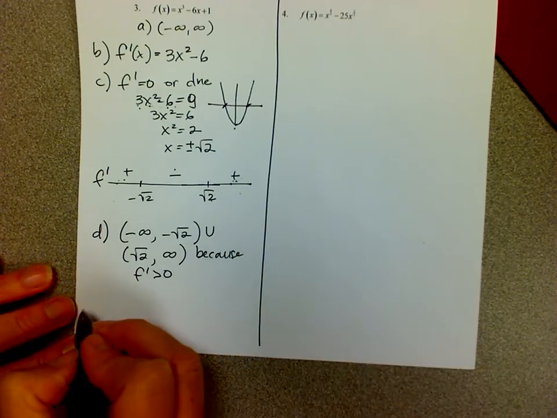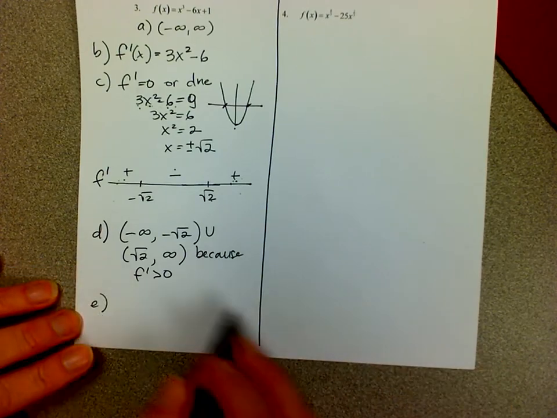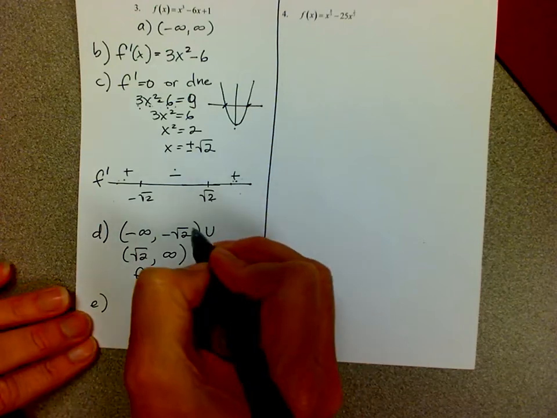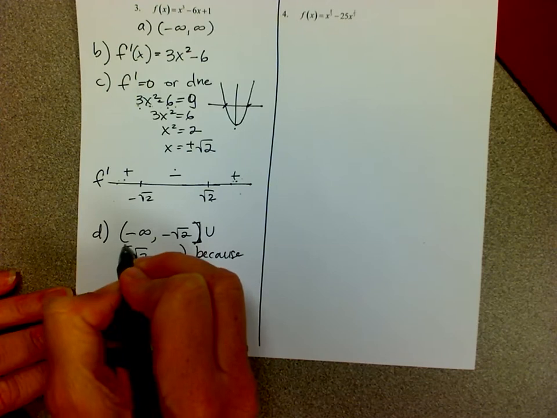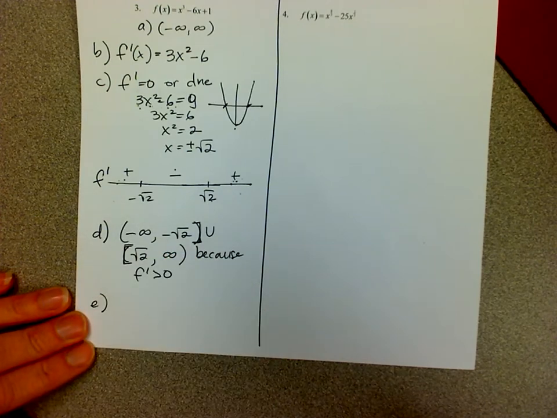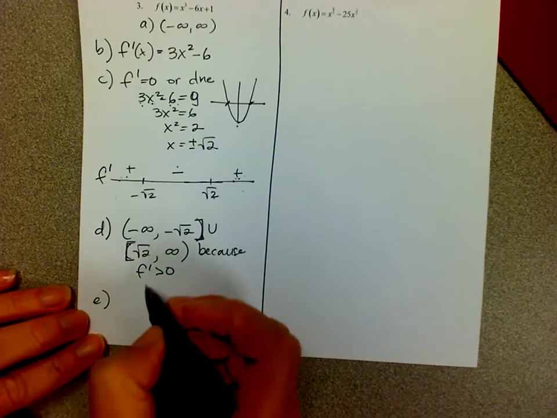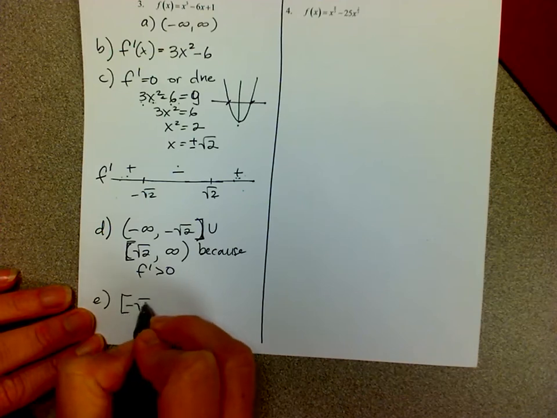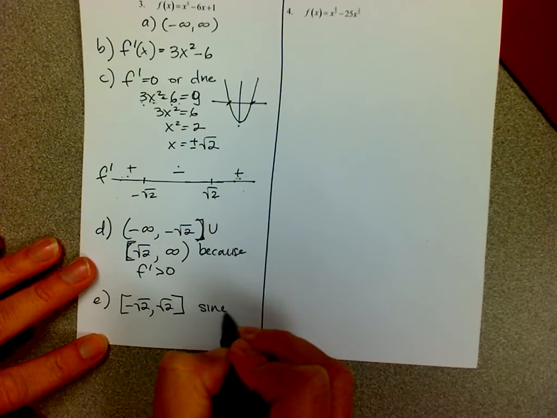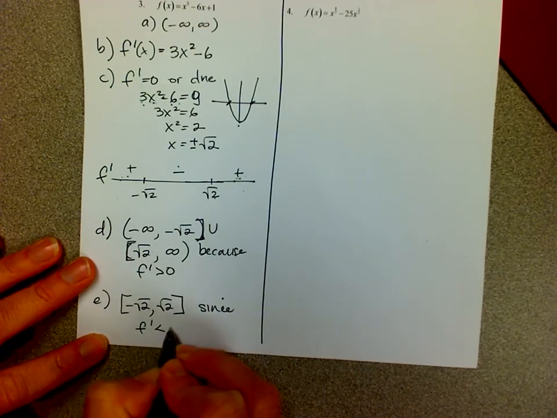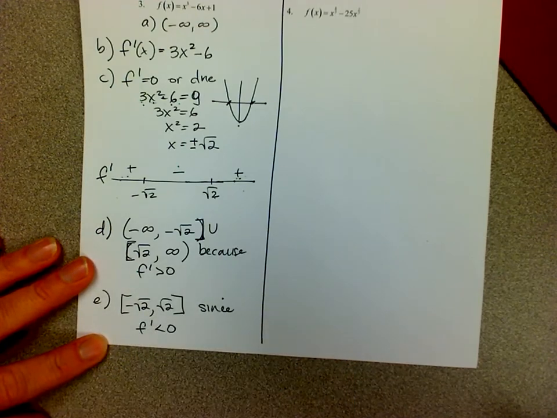And then for part E, for my decreasing intervals, I will say that this function, oops, I'm sorry, go back. Put these in brackets because I'm answering increasing, decreasing. And then I'm going to say the same thing for E, but we're going to say from negative square root of 2 to positive square root of 2. And we're going to say since f prime is less than 0. And that's just a little justification statement.